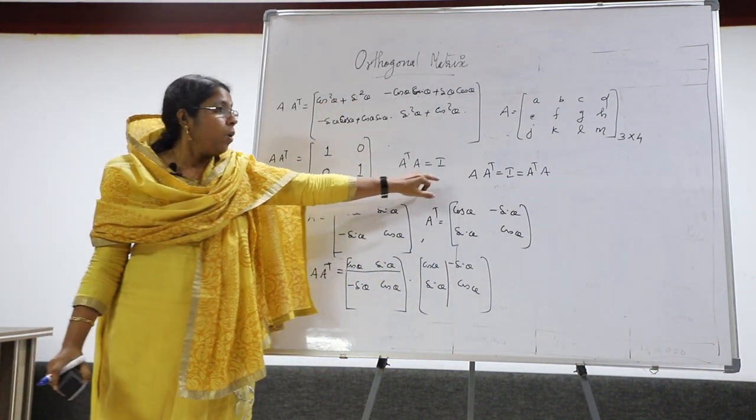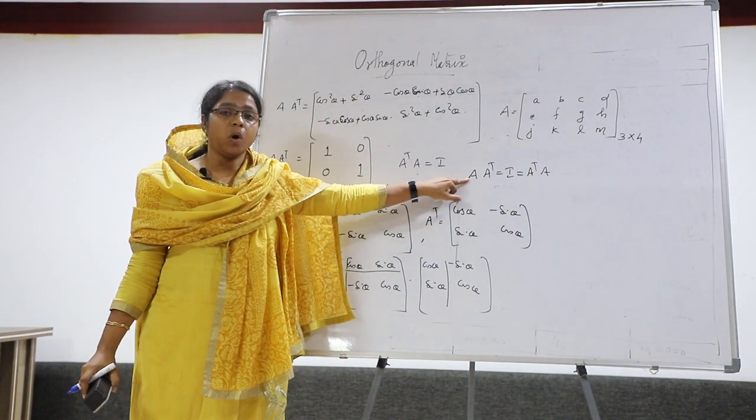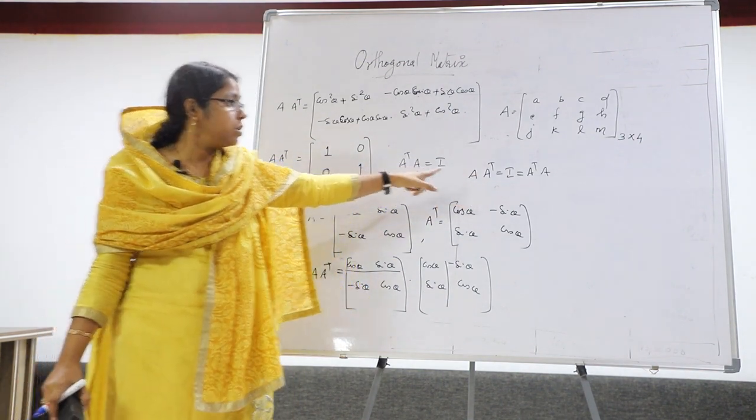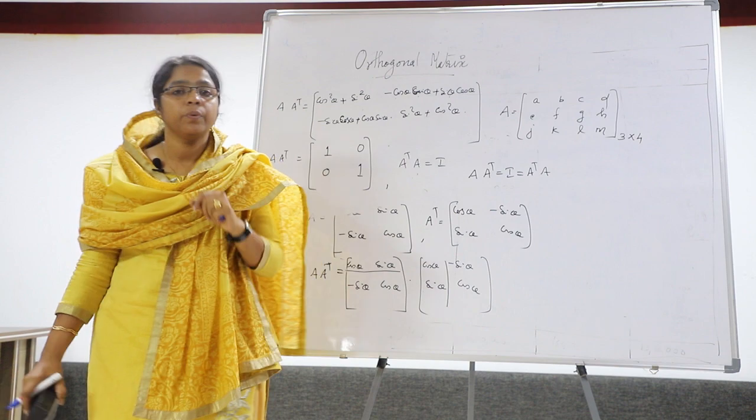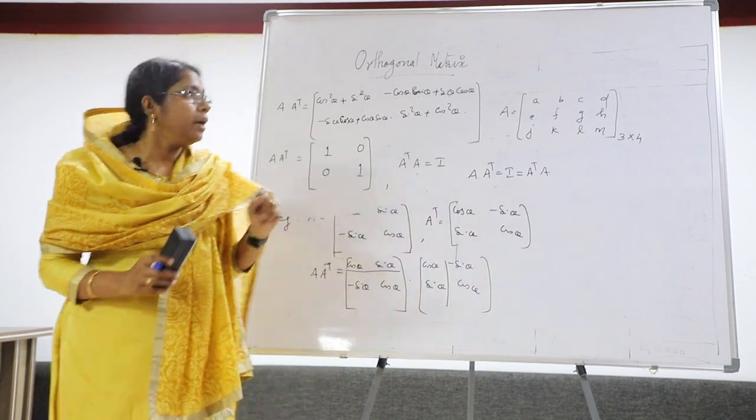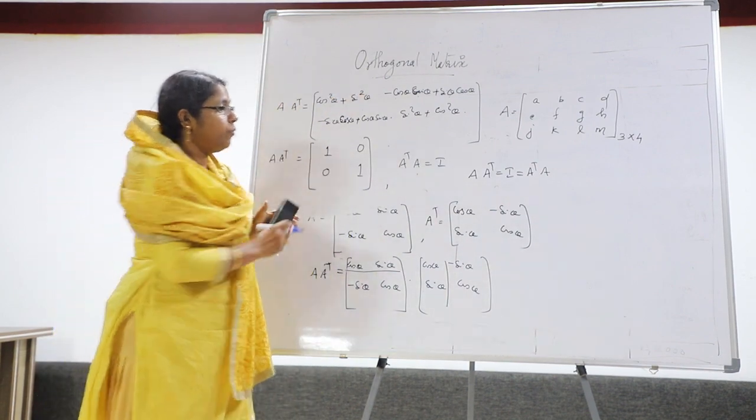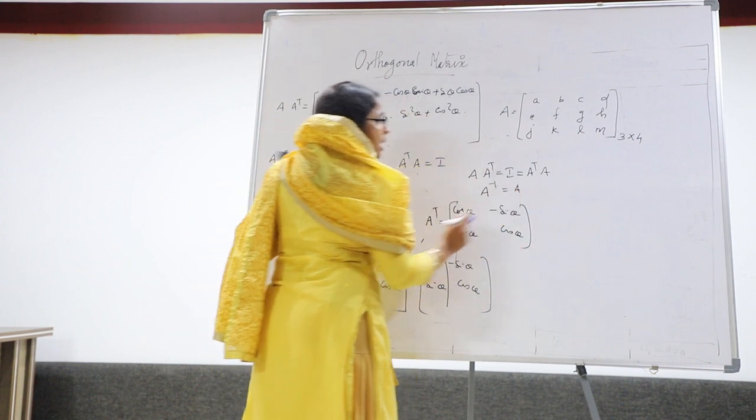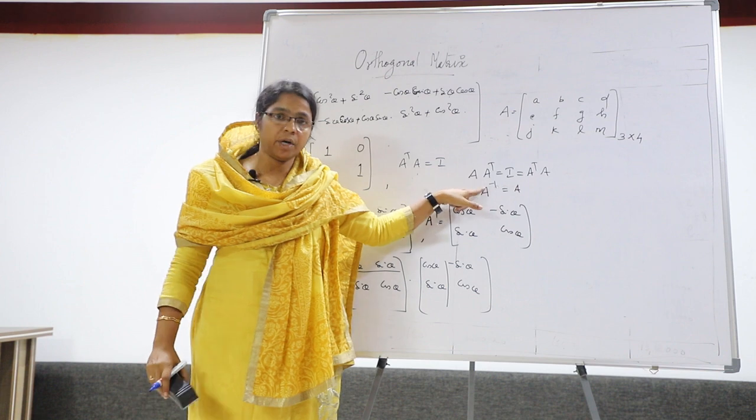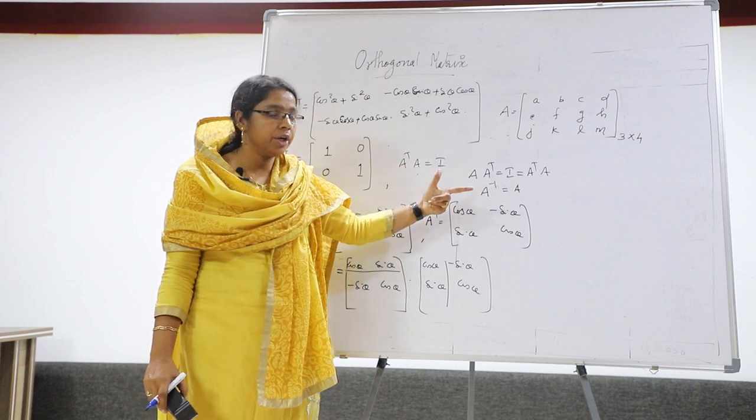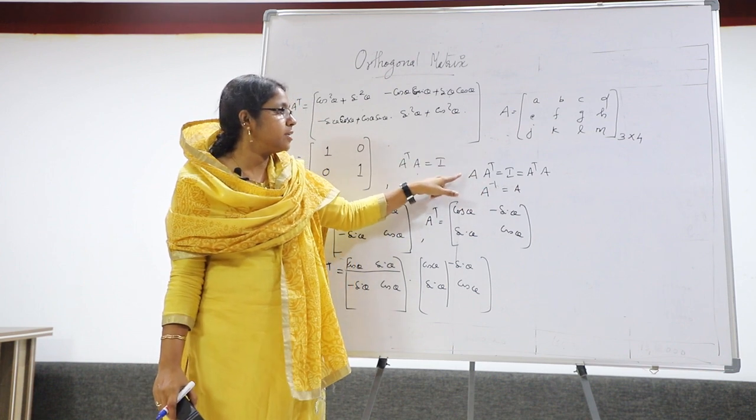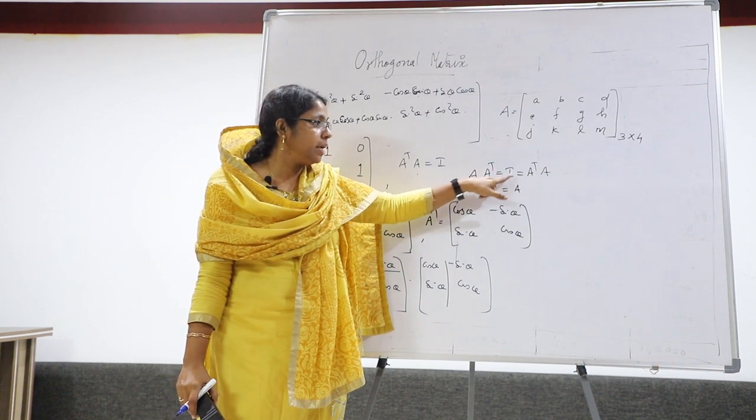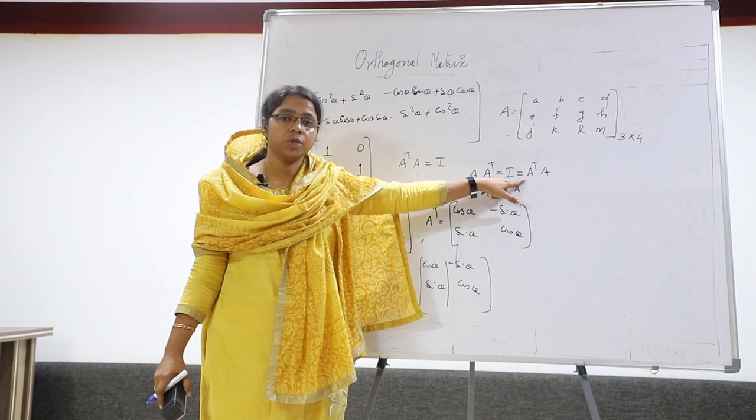Therefore, we can say a square matrix A is said to be orthogonal if A into A transpose is equal to identity and also is equal to A transpose into A. Okay. Therefore, for an orthogonal matrix, one condition is that A is said to be orthogonal if A inverse is equal to A transpose, that is one condition. And also another condition, square matrix A is said to be orthogonal if A into A transpose is equal to the identity, that is also equal to A transpose into A.